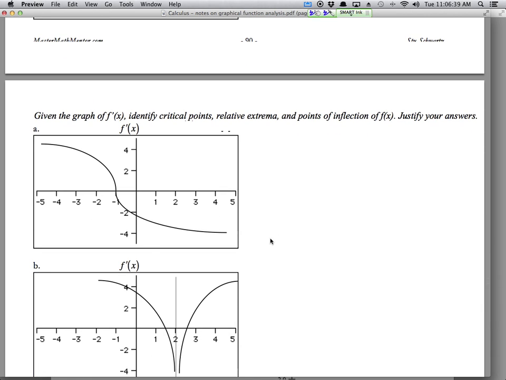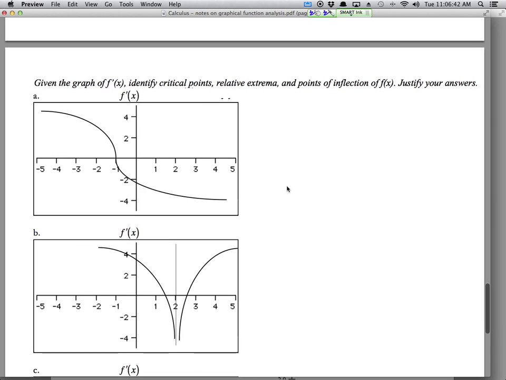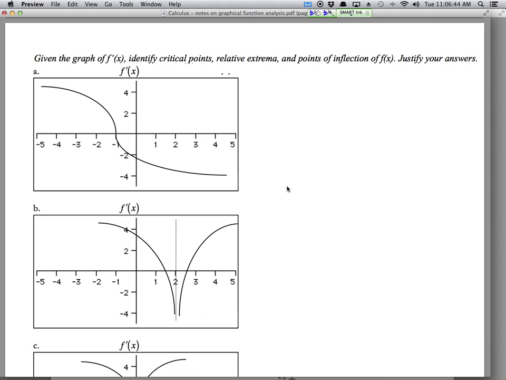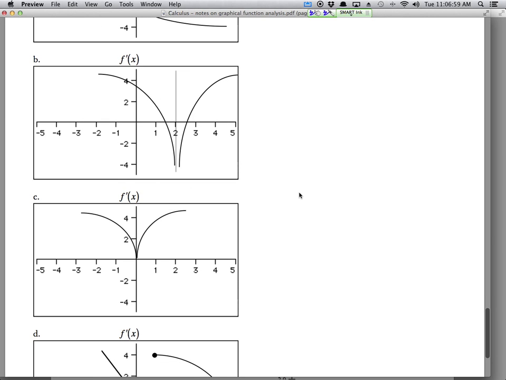All right. Let's go to the front row. Melody, A. Concave down. And there's no point of inflection because it's always decreasing. All right. You said it though. F prime of x is always decreasing.